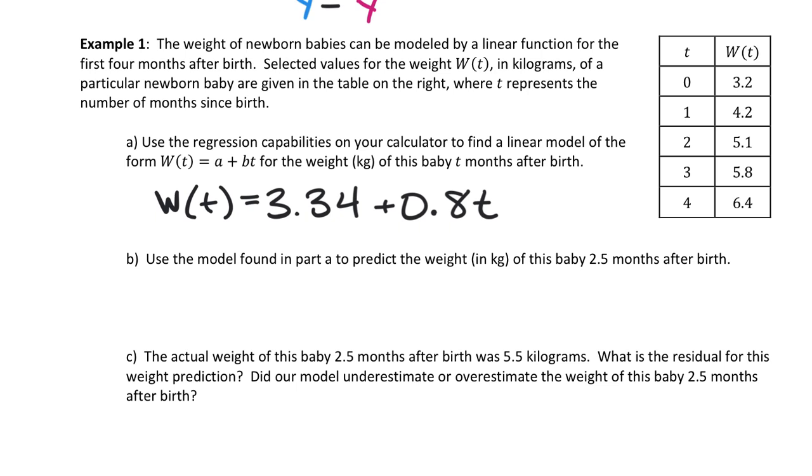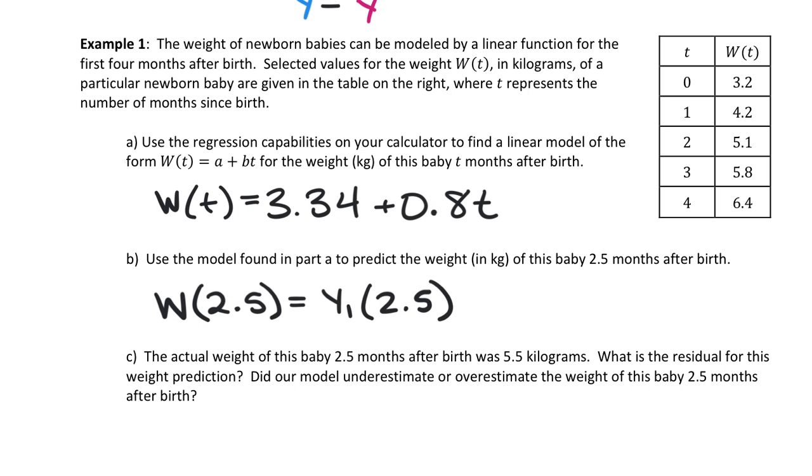Now, part B says to use the model found in part A to predict the weight in kilograms of this baby 2.5 months after birth. So if they gave me 2.5 months, did they give me a time or a weight? Time. Very good. So that means we're going to plug it in. Basically, this is asking me to do W of 2.5, but we're going to work smarter, not harder. So since we already stored this equation in our calculator, we can type on the home screen y1 open parentheses 2.5, and that's telling our calculator to plug the number 2.5 into our function.